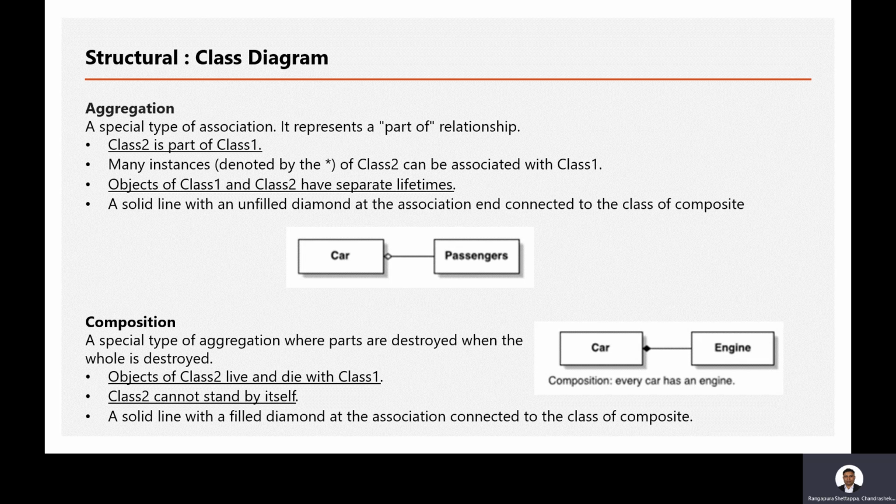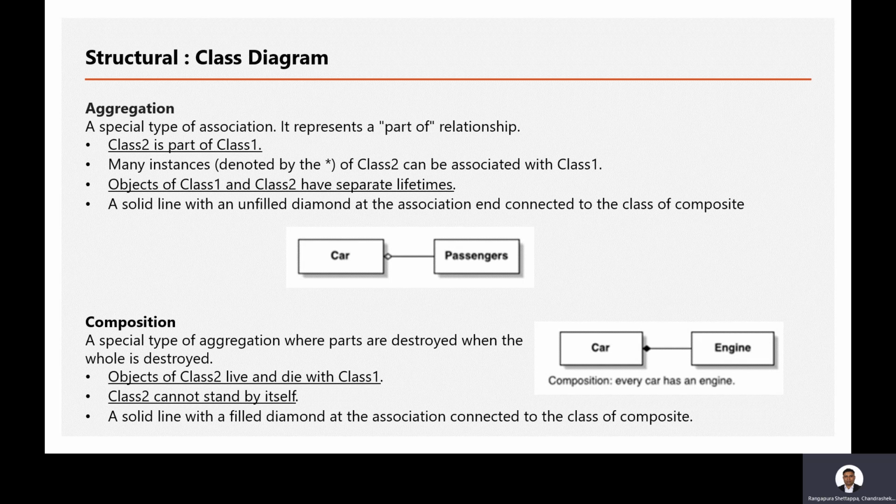Similarly, composition means one class is completely within another class. The life of one class is part of another class. It means when class 2 dies, class 1 automatically dies. They don't have separate life cycles. For example, a car and its engine. If the car is destroyed, then automatically the engine also gets destroyed. It's part of it.